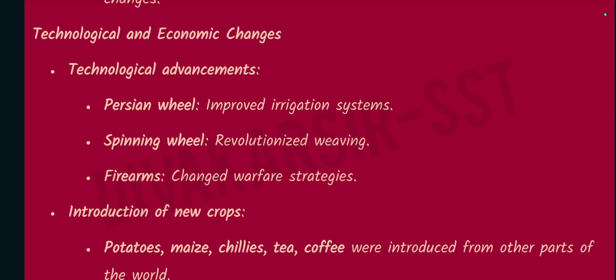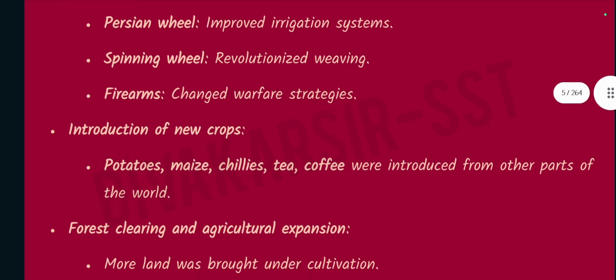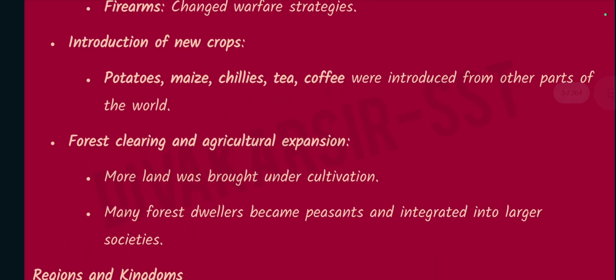Technological and economic changes. Technological advancements. Persian wheel improved irrigation systems. Spinning wheel revolutionized weaving. Firearms changed warfare strategies. Introduction of new crops. Potatoes, maize, chilies, tea, coffee were introduced from other parts of the world.